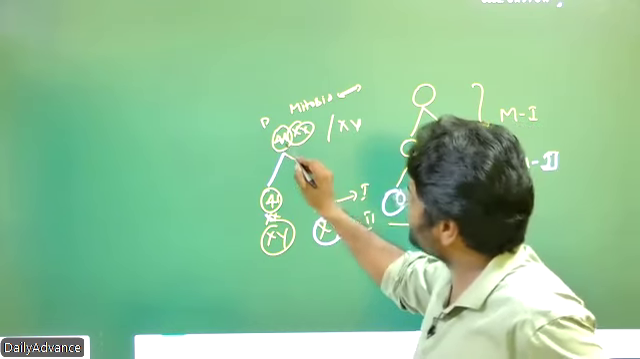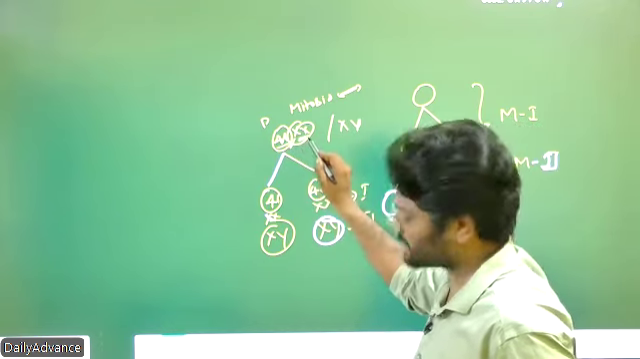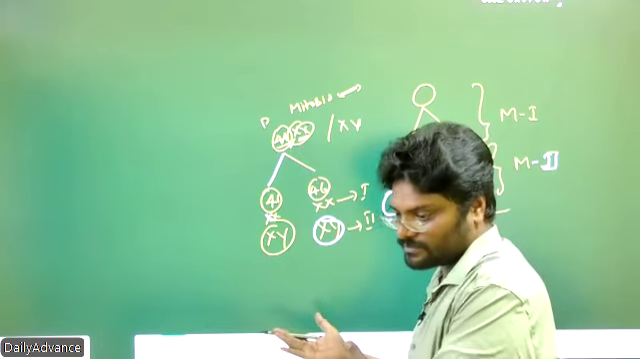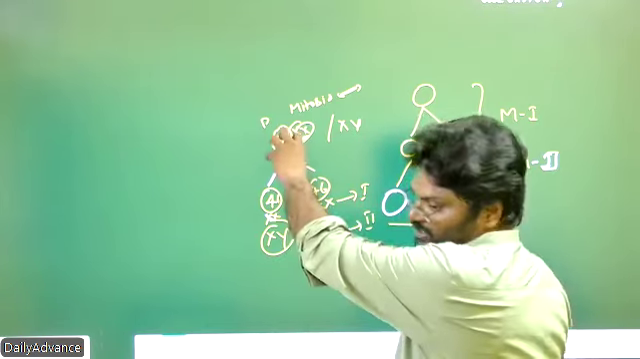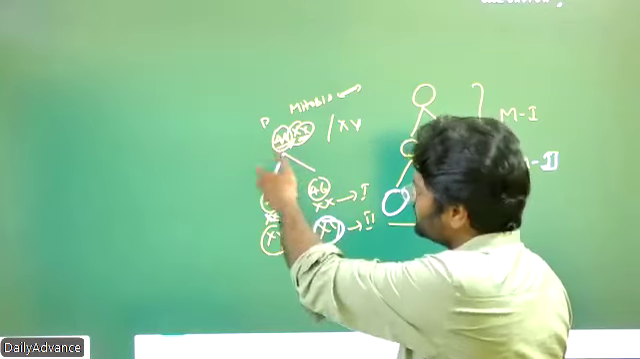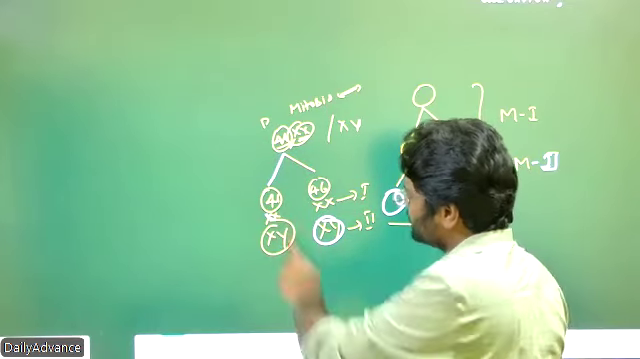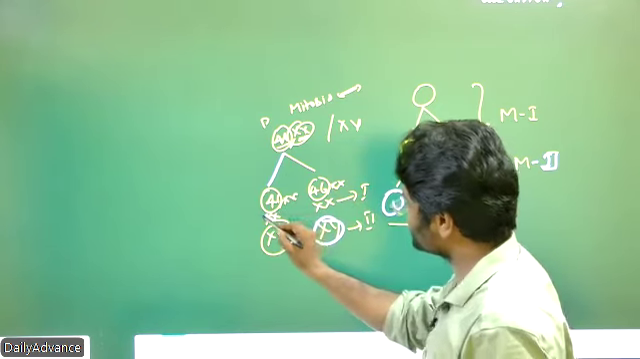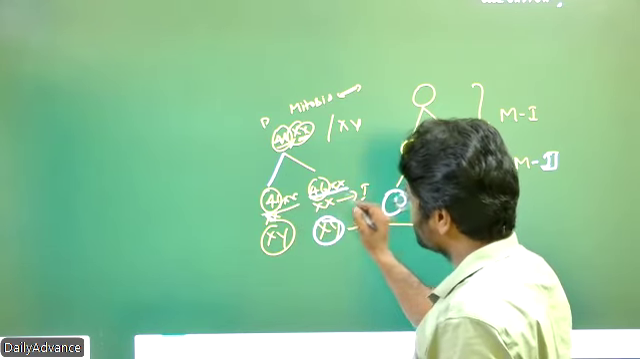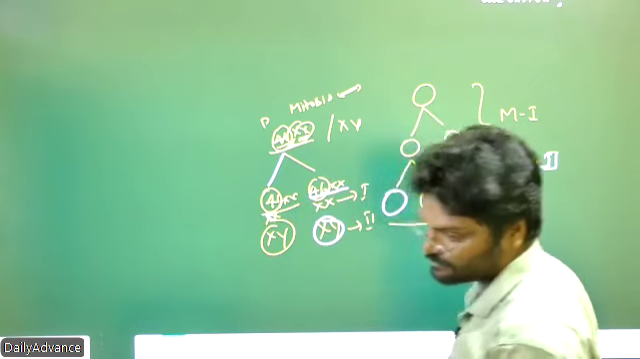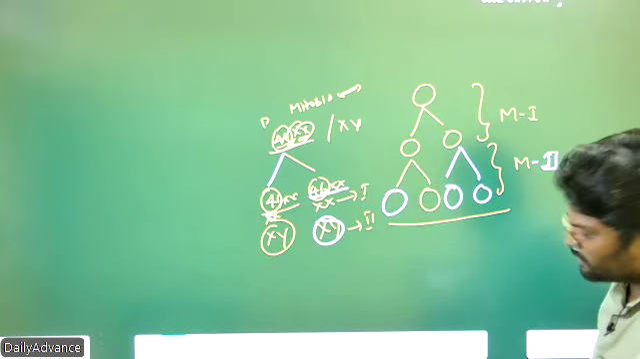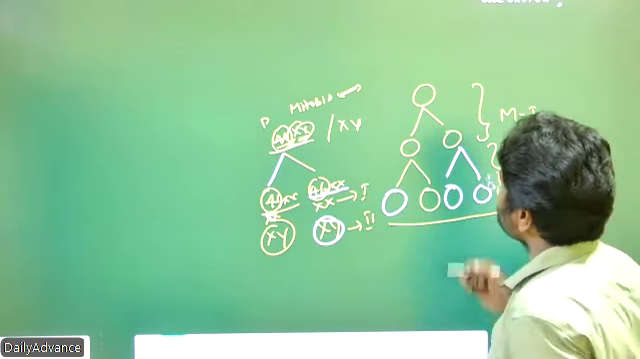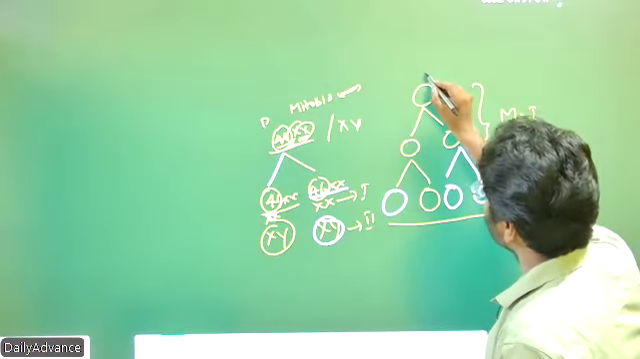If the parent cell is 46 in number and it is XX, like a female somatic cell, okay, female heart cell, female liver cell, female kidney, anything, that means the daughter cell also has 46XX. Now you can see it is identical to the other daughter, and both daughters are identical to the parent. Yes, sir. Okay, so now you can see here it is a male.